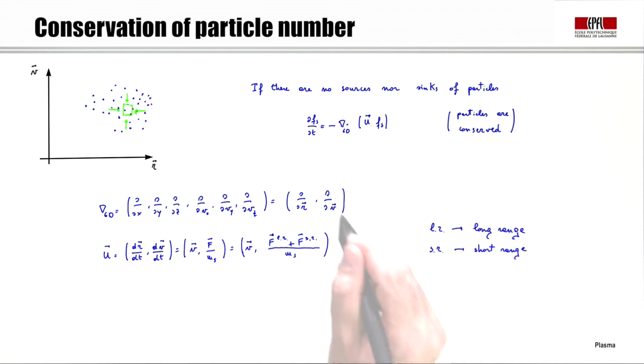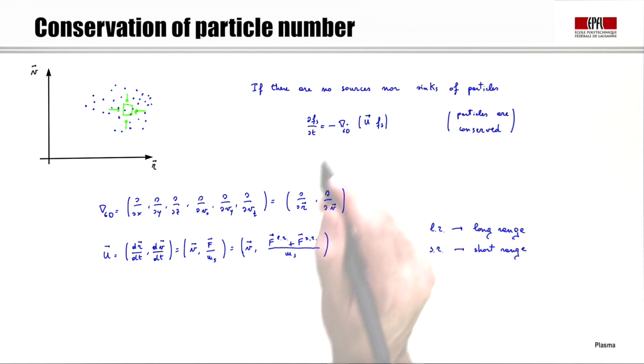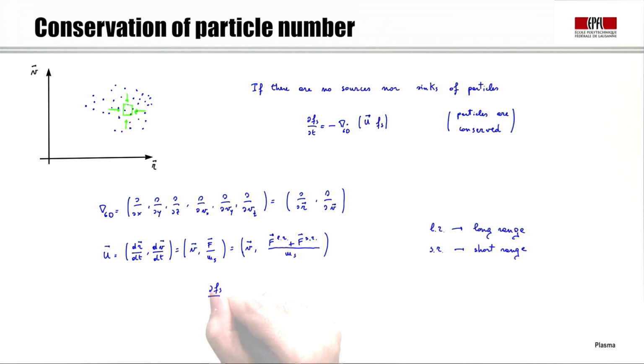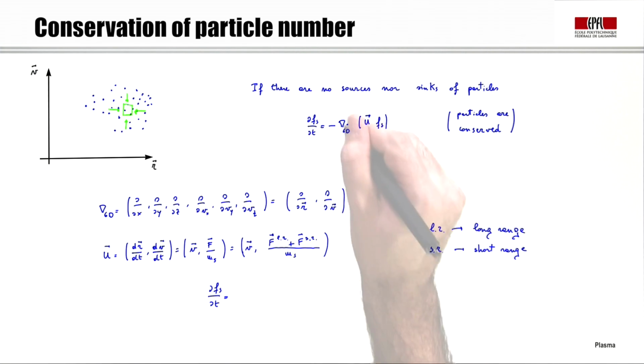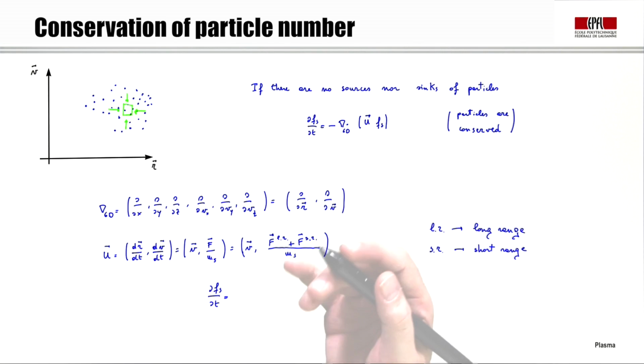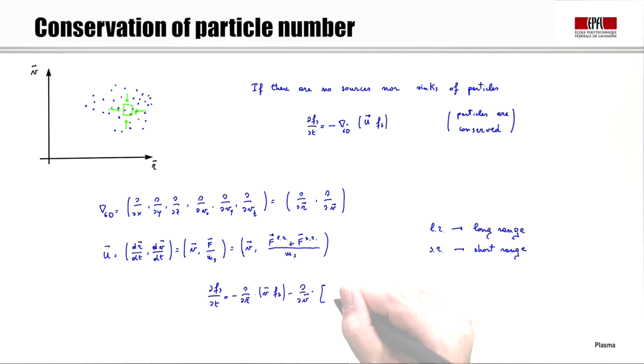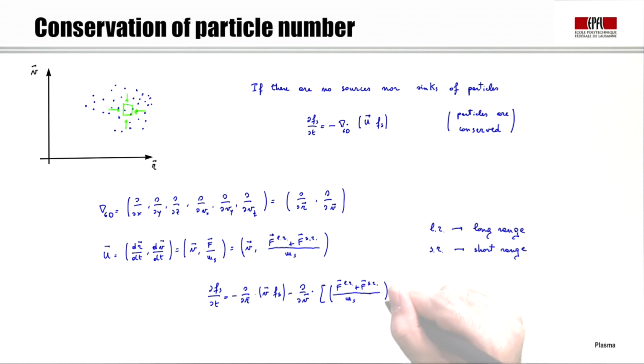Okay, if we introduce this expression into the continuity equation in the 6-dimensional space, what we obtain is that dfs dt is equal to the part of the divergence that is the one in configuration space, so it's minus d over dr of v fs minus d over dv of the contribution of both long-range and short-range forces. Here we have translated this 6-dimensional operator into an operator of real space and velocity space.